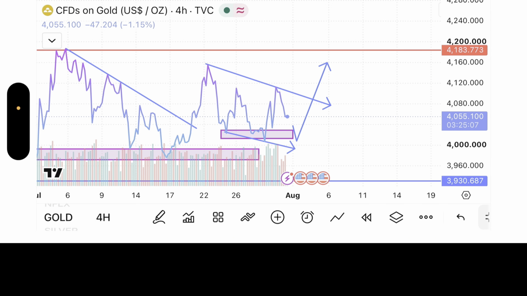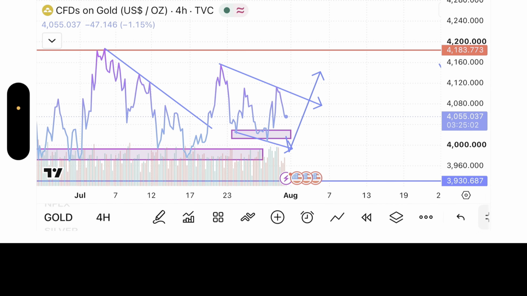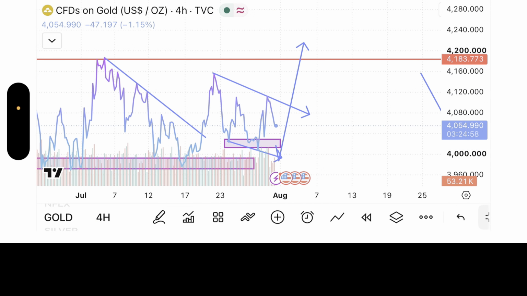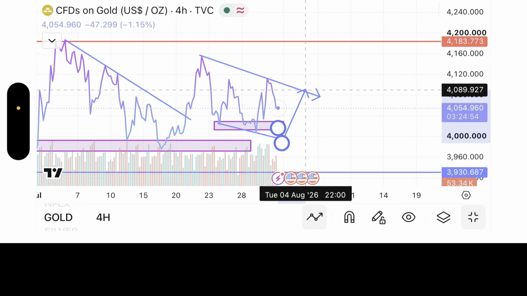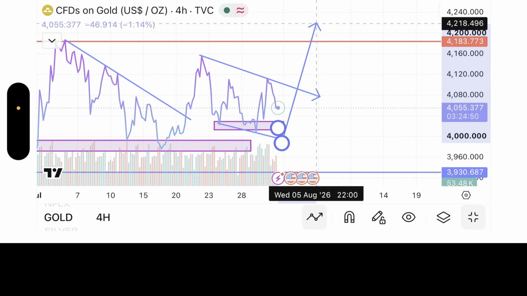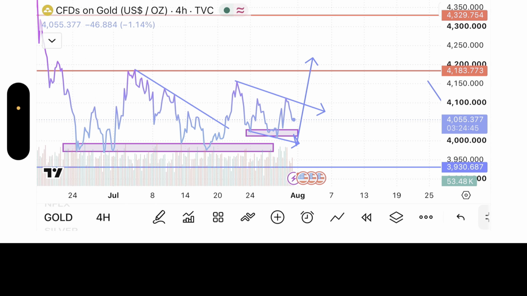So the chances of gold giving us a third touch below here before breaking this trend line are very high, to push us up here. So if gold comes and breaks this, gold is going to retest this resistance up here. So that's how I view the markets for the whole week.